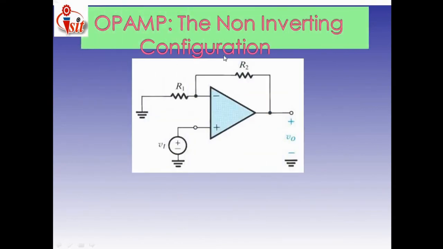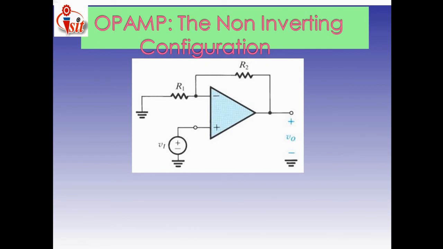This is the non-inverting configuration of the op-amp. Here the input voltage is applied towards the positive terminal of the op-amp. For that purpose, this configuration is called the non-inverting configuration of the op-amp. Along with the feedback, that is the resistance R2, which we can also call RF.